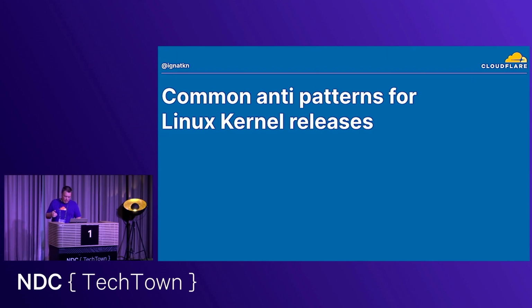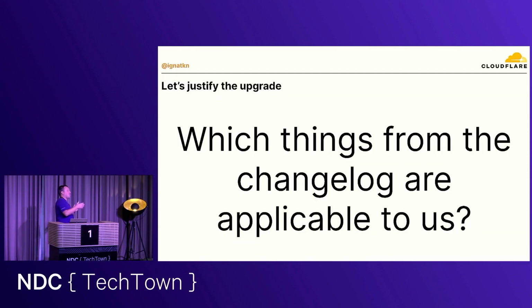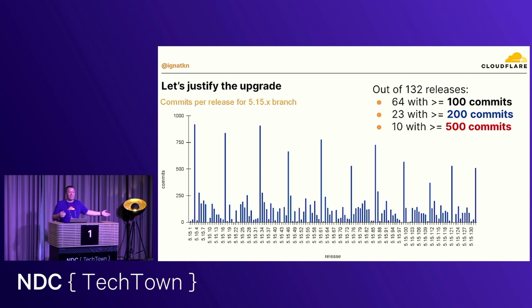First and foremost, if you want to update something somewhere, the person responsible for it, like an SRE, sysadmin, or DevOps engineer, will ask you: why do you want to upgrade? Which things from the changelog are applicable that you want to adopt in your system? And this brings us to this graph, right? Every other release has more than 100 changes. Some releases have more than 500 changes, and they happen weekly.